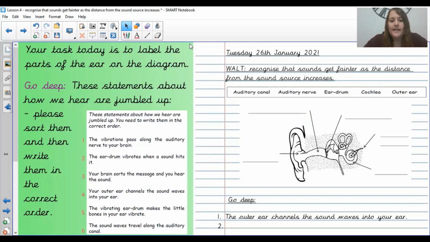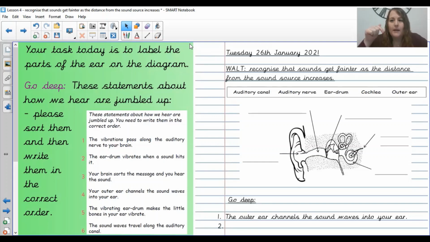The second one, the eardrum vibrates when a sound hits it. Number 3, your brain sorts the message and you hear the sound. Number 4, your outer ear channels the sound waves into your ear. Number 5, the vibrating eardrum makes the little bones in your ear vibrate. And number 6, the sound waves travel along the auditory canal.